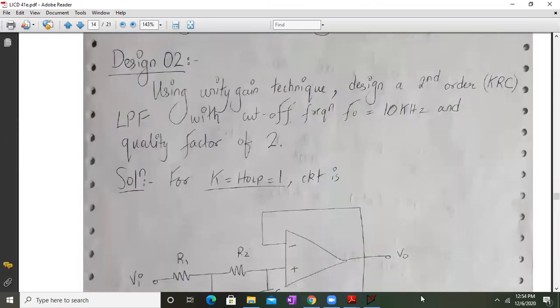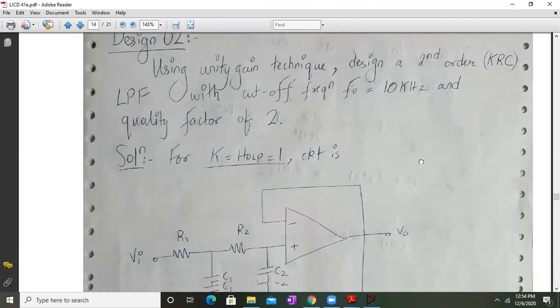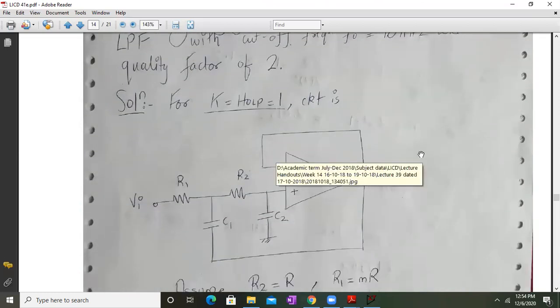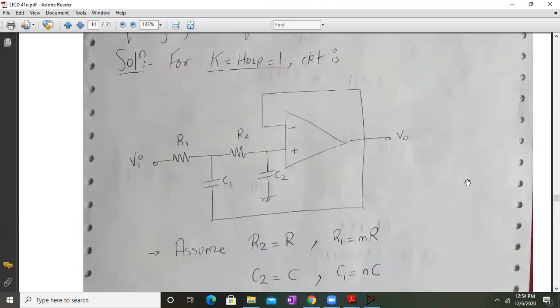So we need to design using unity gain design. Design a second order KRC low pass filter with a cutoff frequency of 10 kilohertz and a quality factor of 2. Okay. Now, for a unity gain design, k is 1, that means HOLP is 1. So the circuit is given like this. You see over here there is no RA and RB. Okay, we have a unity gain buffer like a voltage follower. So we only have RC elements. So two RC elements are R1, R2, C1, C2. So that's how the circuit will look like.